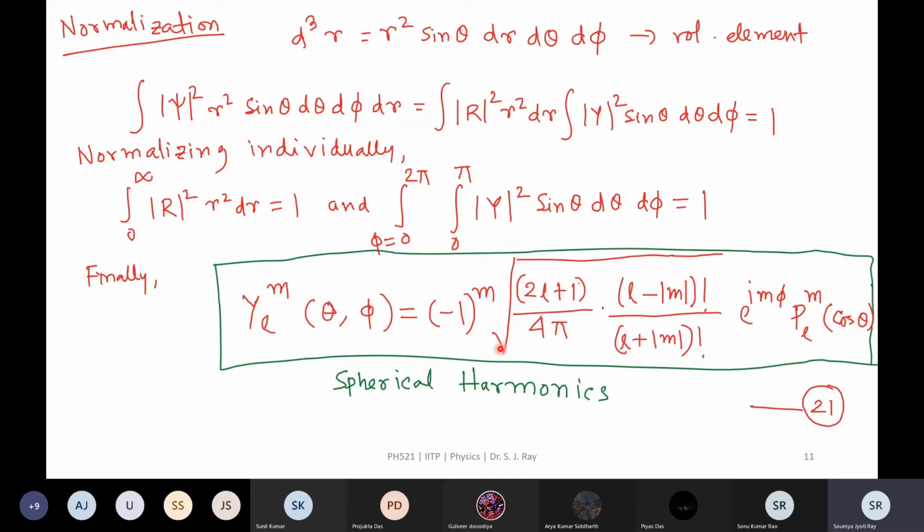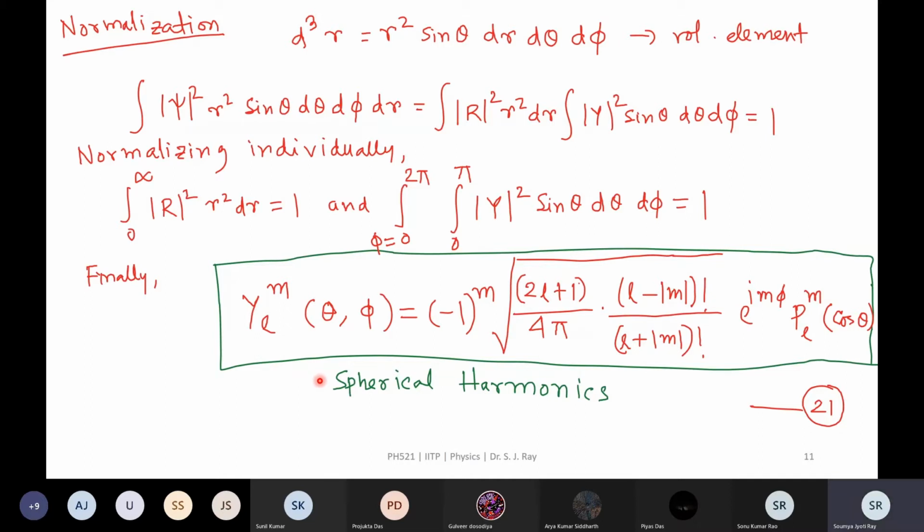This is the coefficient you see here, that is minus 1 to the power m. In the bracket, it is (2l plus 1) divided by 4 pi, times (l minus m) factorial divided by (l plus m) factorial. And these other two are the functions which we got earlier, that is e to the power i m phi times P_l^m of cos theta. So this is the total angular part of the wave function. You see that it already has the coefficient which we got from the normalization condition. This particular function Y_lm is called spherical harmonics.